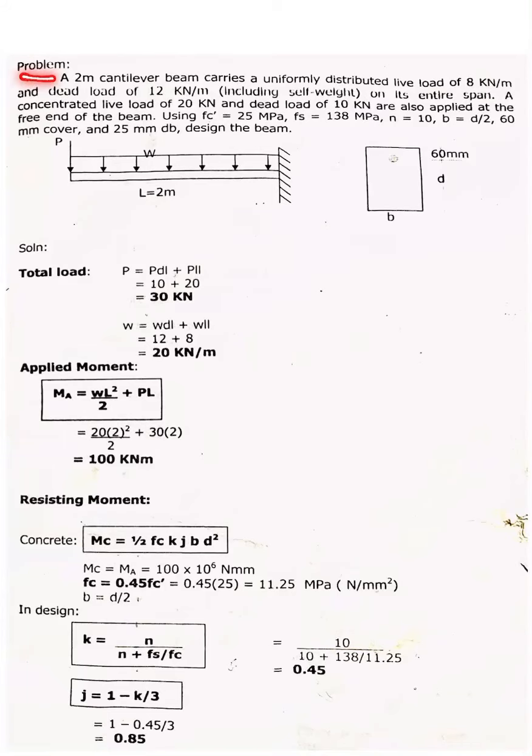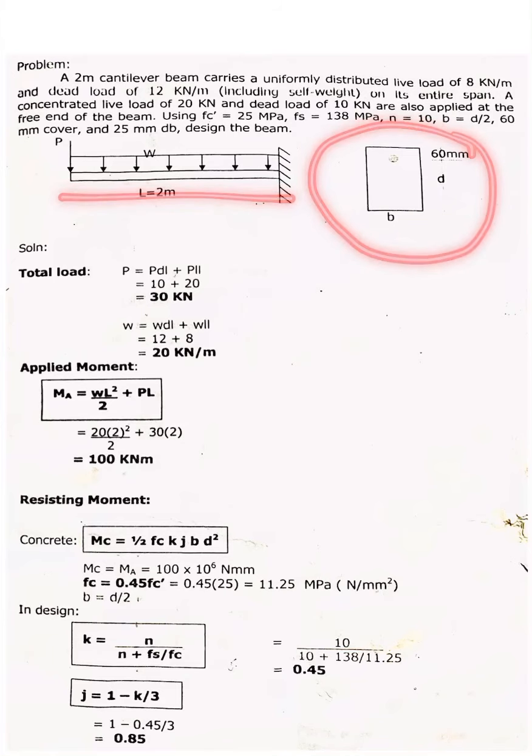Okay class, let's have another problem. A 2-meter cantilever beam carries a uniformly distributed live load of 8 kN per meter and a dead load of 12 kN per meter, including its self-weight. Its self-weight is the weight of the beam on its entire span.